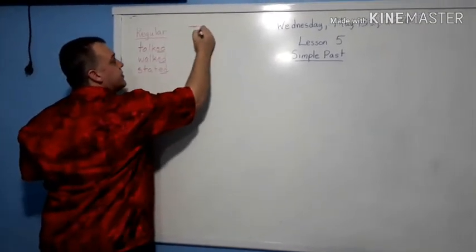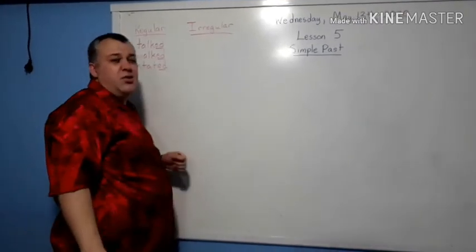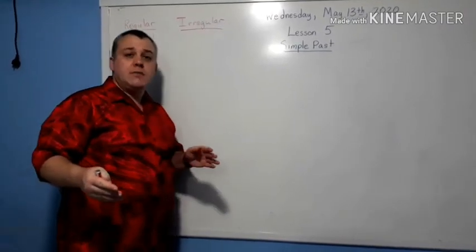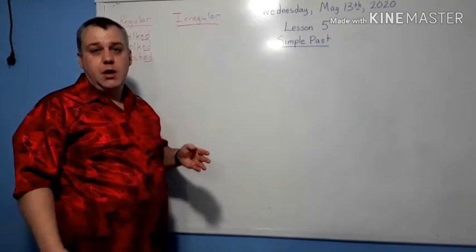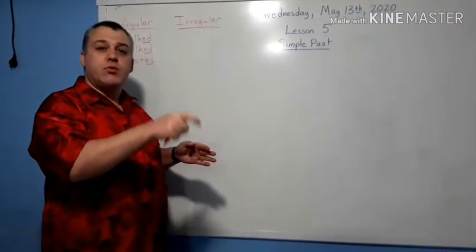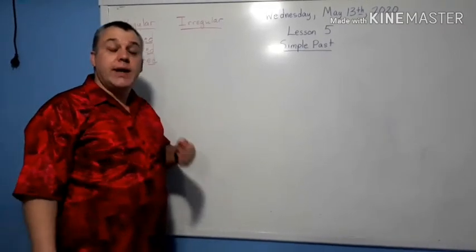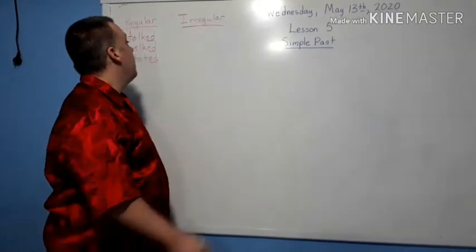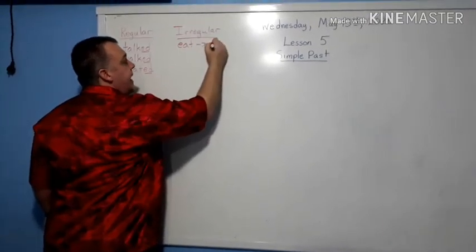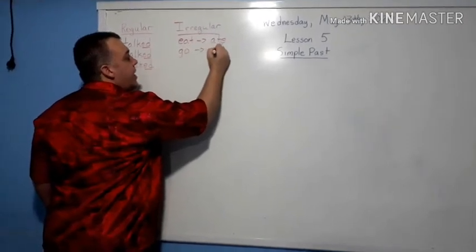Now, irregular verbs do not end in ed, or if they do end in ed, there's another way. For example, I wrote down shined and shone last lesson. Shined is one form of shine. Shone is the past tense as well, so you can use either one, but it's irregular because of shone. So, for example, eat. The irregular form is ate. Go, the irregular form is went.